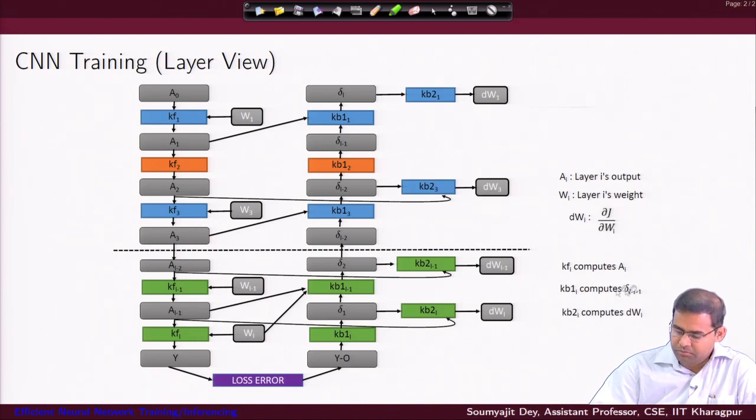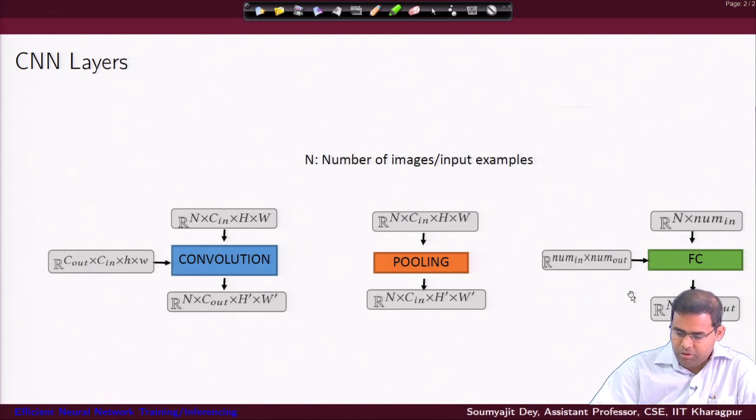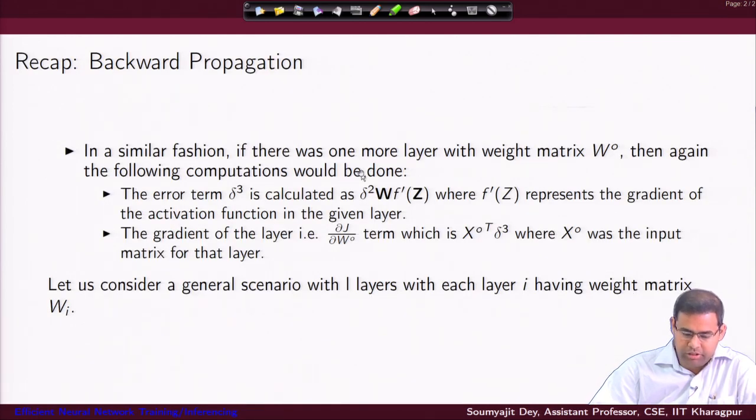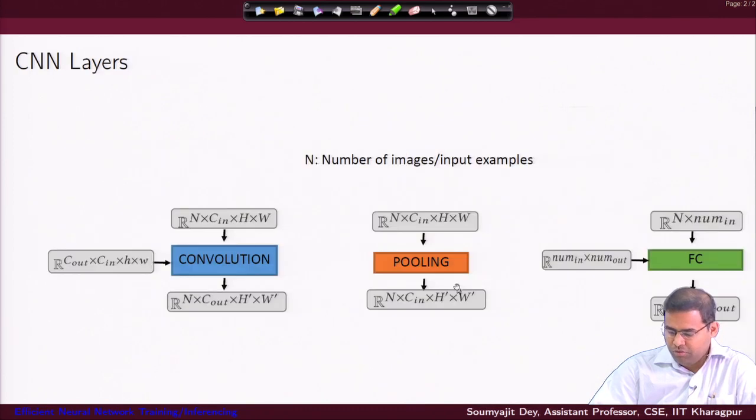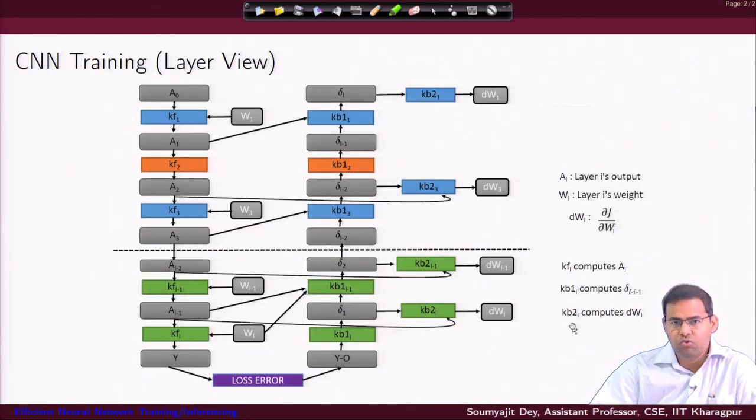And we use this to compute the overall loss, that is del J del Wi, right. That is something we are representing by dWi here, and that of course is basically the computation of the error term delta multiplied by the previous layer's output activation, in general A transpose times delta, this kind of computation. That is what is done by these KB2 type kernels here.